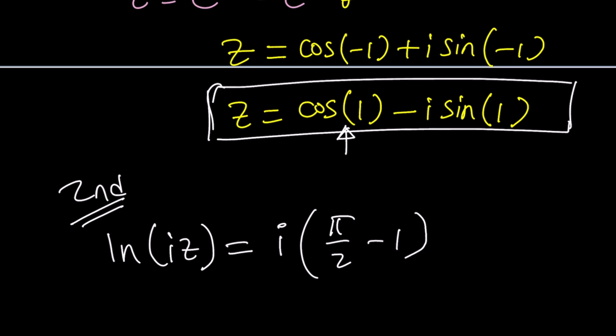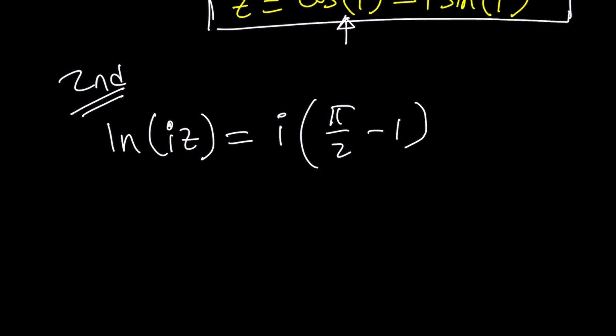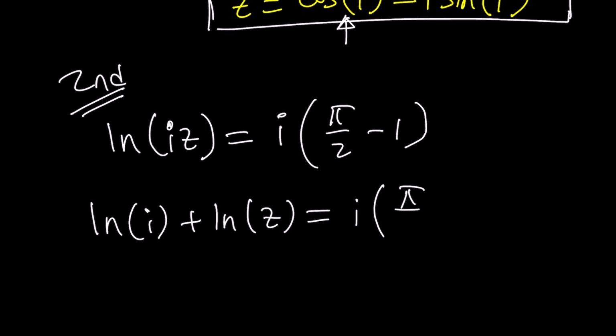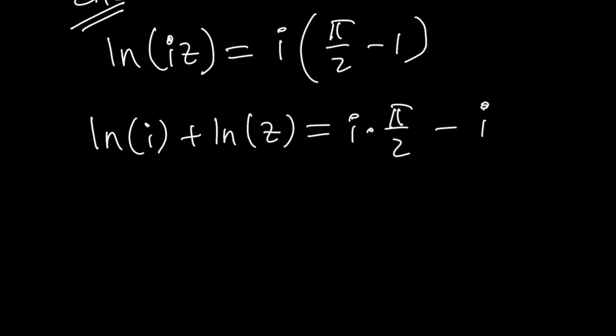Beautiful. Now here's what I'm going to do. I have an ln. I have the ln of a product. So can't I just write it as the sum of two ln's? I should be able to, right? ln I plus ln z equals I times pi over 2 minus 1. And also, let me distribute this. Because why not? And if you distribute, you get I pi over 2 minus I. Easy, right? Now let's go ahead and evaluate ln I.